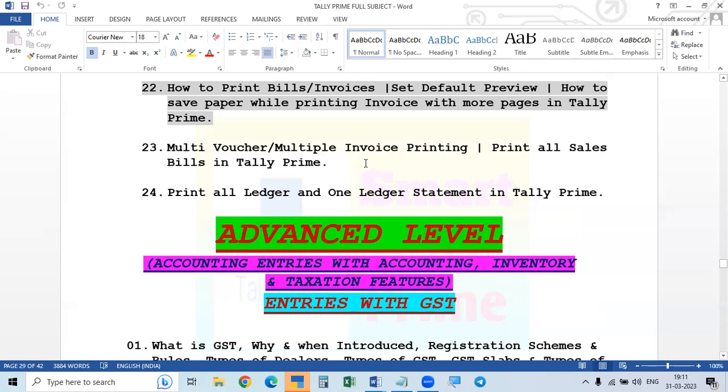Not individual bills, but for any particular period, for 15 days, for 1 month, for the whole year, we can print all the invoice vouchers as well as all the sales bills. It is called multi-voucher printing.